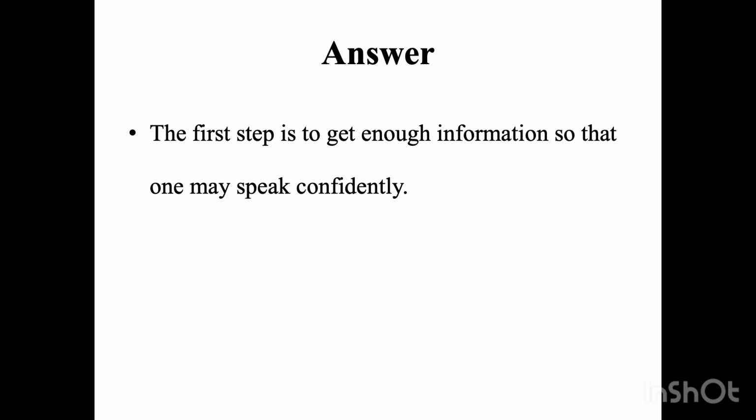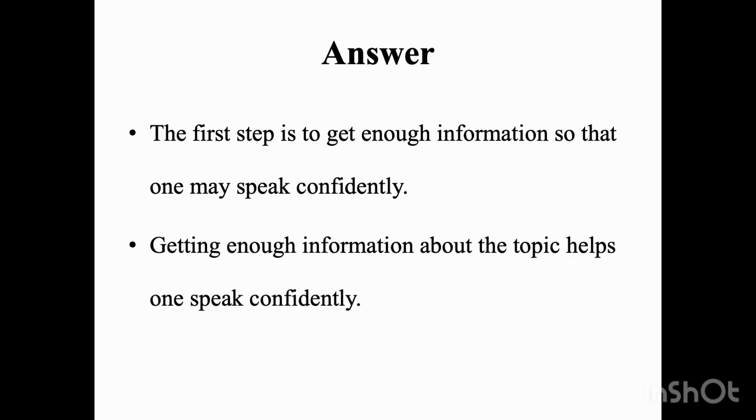The first step is to get enough information so that one may speak confidently. So there is a conjunction used there. So that means result. If you do this, the result is this. If you gather enough information, obviously when you are speaking, you speak confidently. Getting enough information about the topic helps one speak confidently. So you can pick any of these two options and it's good. You realize the second one doesn't actually make use of a conjunction, but then it's still correct because whatever information we need is there.